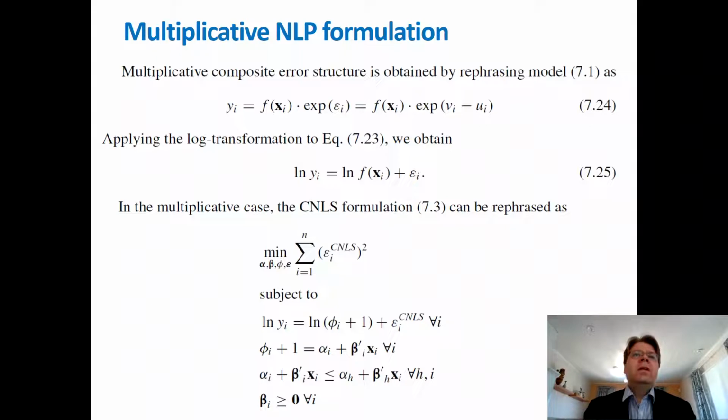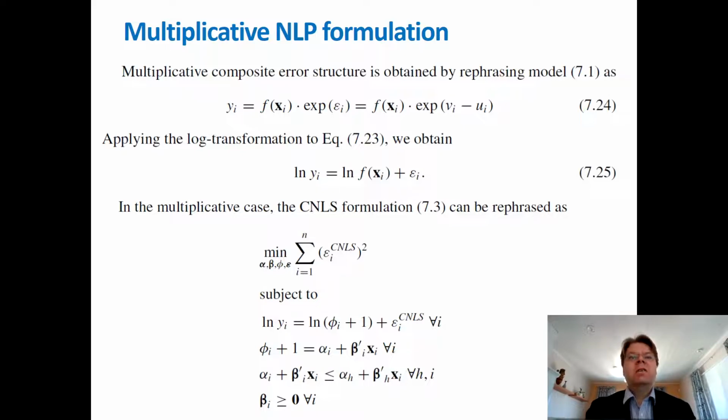Notice that if we take the natural logarithm of this multiplicative error structure, then the log of output can be written as the sum of the logarithm of f of x plus the error term epsilon. An important point is that in parametric specifications like Cobb-Douglas or translog, you can apply the log transformation directly to your inputs. The standard procedure is to use the logarithm of inputs. However, this is not appropriate for maintaining shape constraints like concavity. If you apply the additive CNLS formulation to log-transformed data, the resulting frontier can violate concavity.